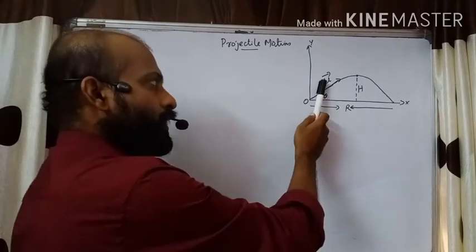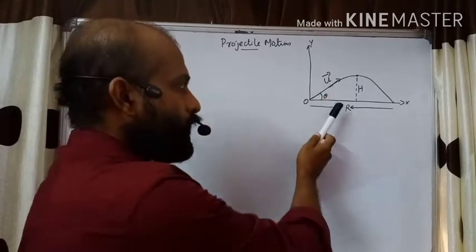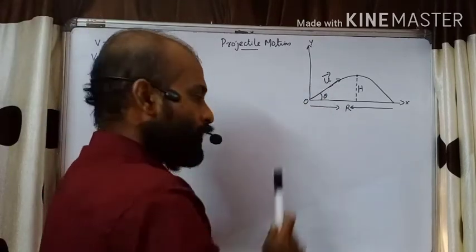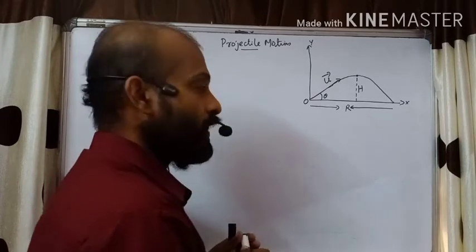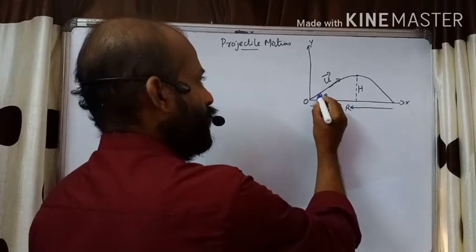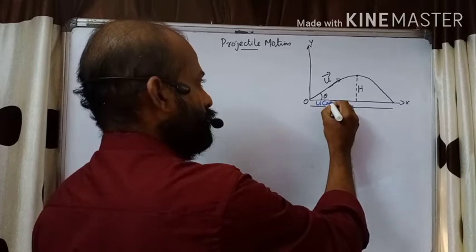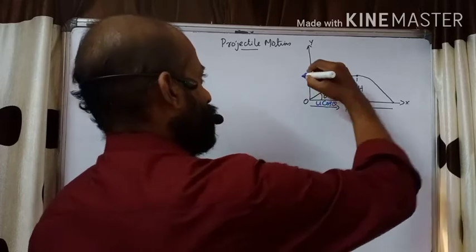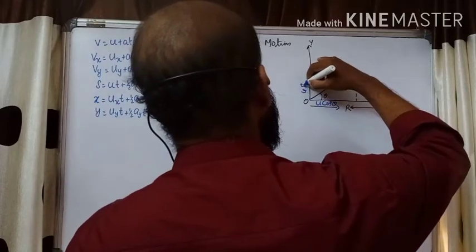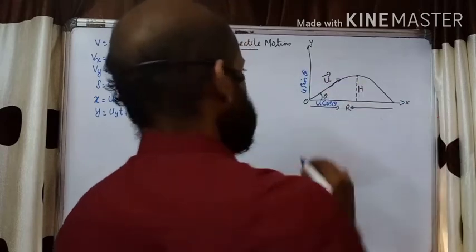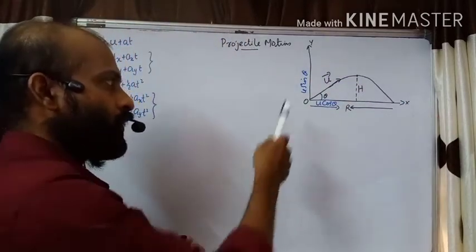This initial velocity has two components, one along the x direction and the other along the y direction. We have learned in previous classes that the x component of the initial velocity is u cos theta and the y component is u sin theta. U cos theta and u sin theta are the components of initial velocity.